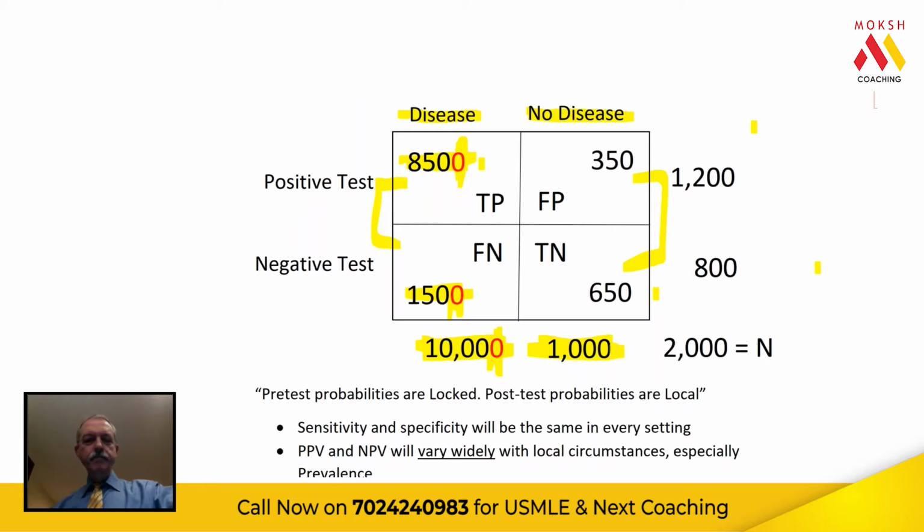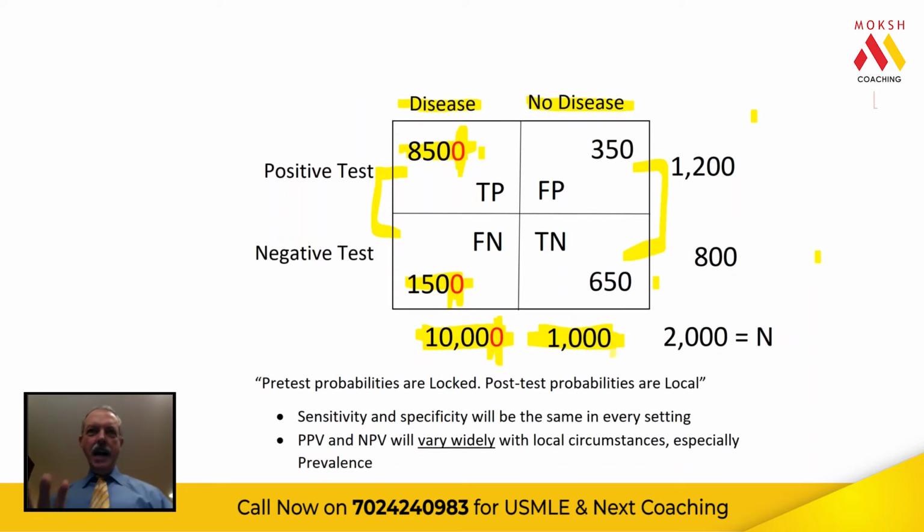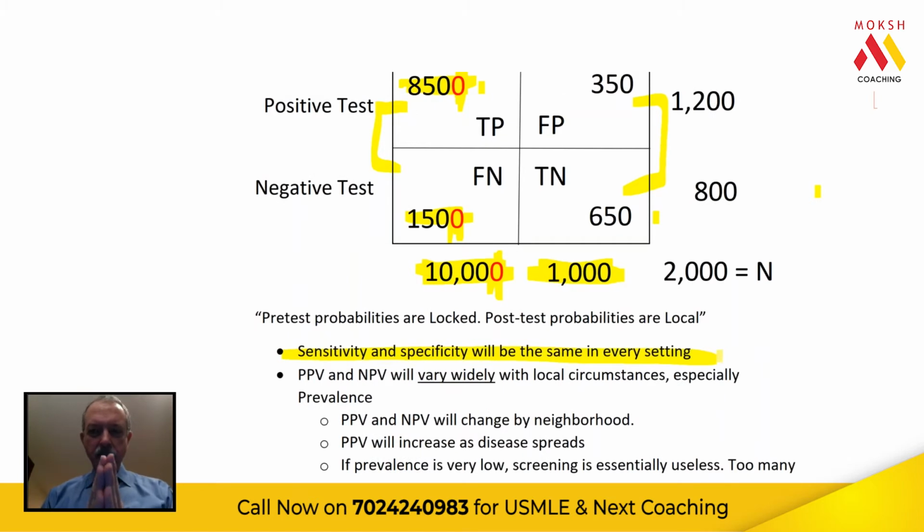What I've just said is sensitivity and specificity will be the same in every setting. Now stop. This is good because sensitivity is going to be the same in Chicago for this test. Well, let's do it this way. Pretest probability, sensitivity, and specificity. Once you know what they are in Chicago, you also know what those numbers are going to be in Los Angeles, in Tokyo, Mumbai, Rio de Janeiro. Anywhere you go on the planet, the sensitivity and specificity will be the same. Pretest probabilities are locked. They do not change with changing circumstances, including prevalence.